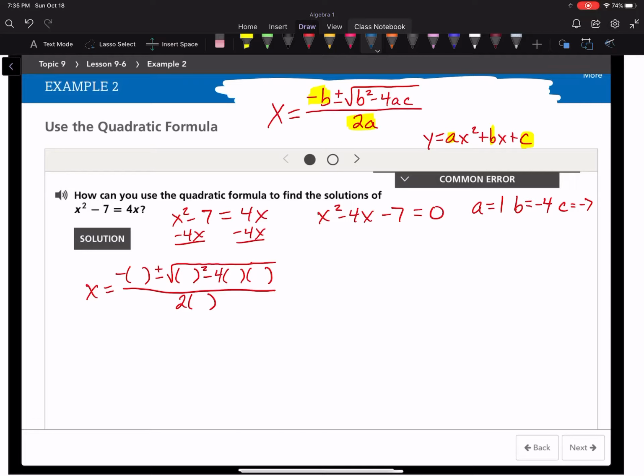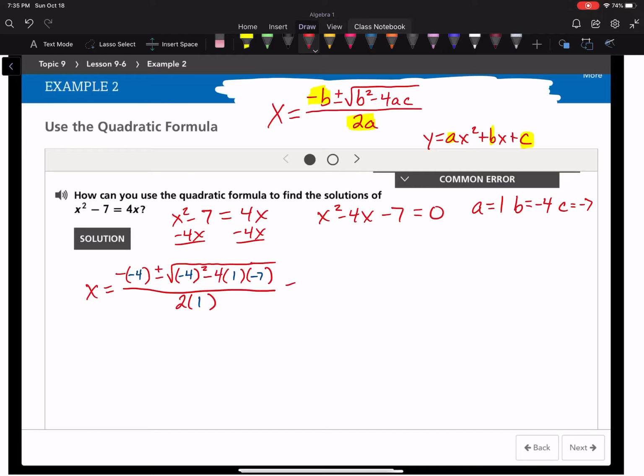And I'm going to go in and plug in a, b, and c. So this first parentheses is a b. b in my problem was negative 4. So negative 4 goes there, and negative 4 goes there. a in my problem was 1. It goes there and there. And c in my problem was negative 7. It goes there.